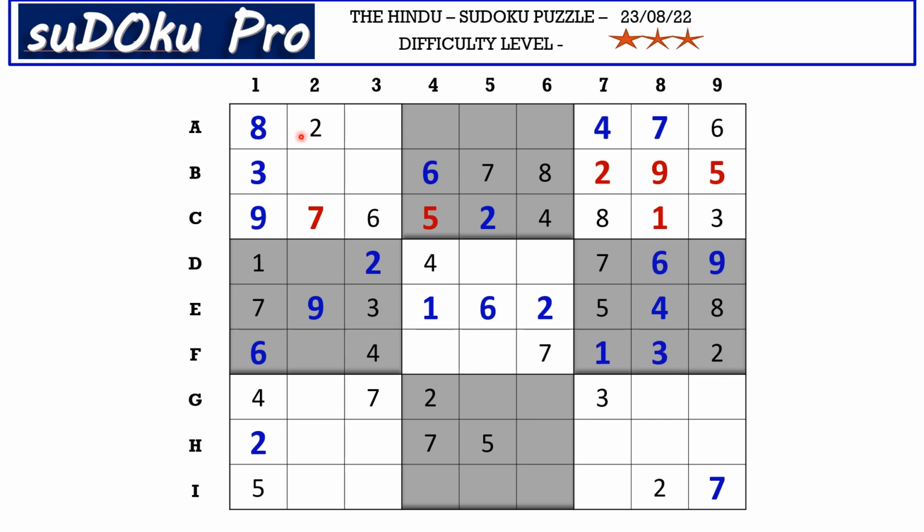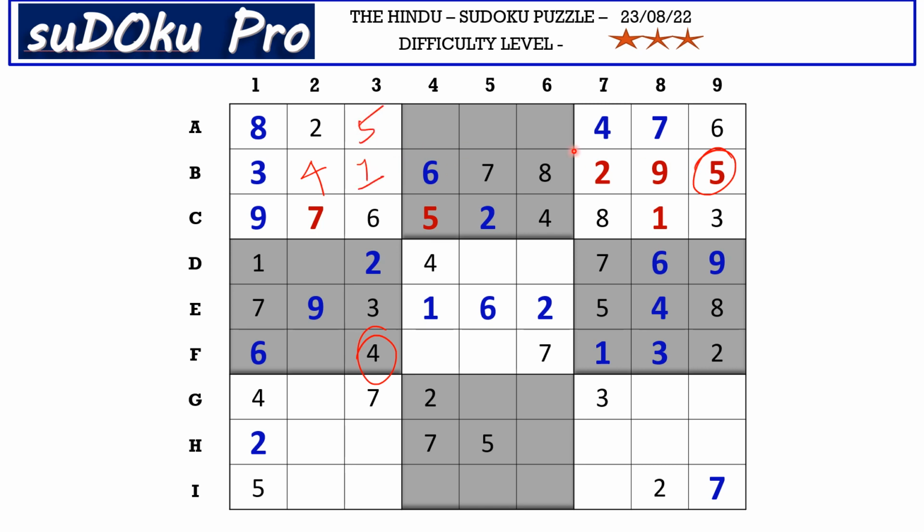Let's fill this block 1. There is a 4 here in column 3 blocking these 2 cells. So 4 goes here in B2. Now the missing numbers in this block are 1 and 5. There is 5 blocking from B row. So B3 takes 1 and A3 takes 5.